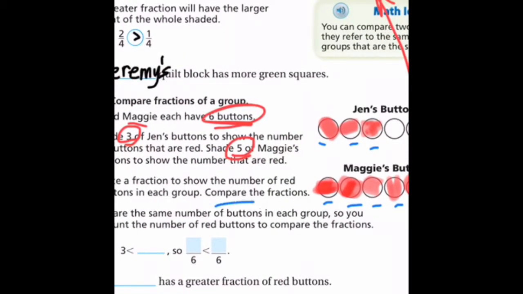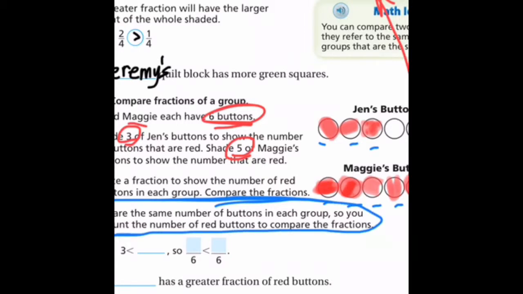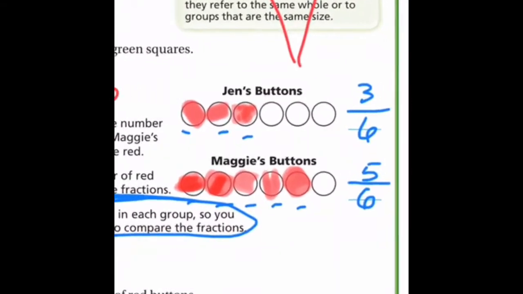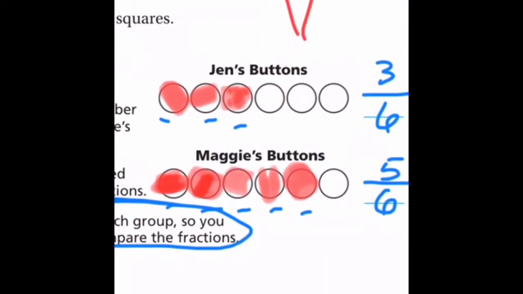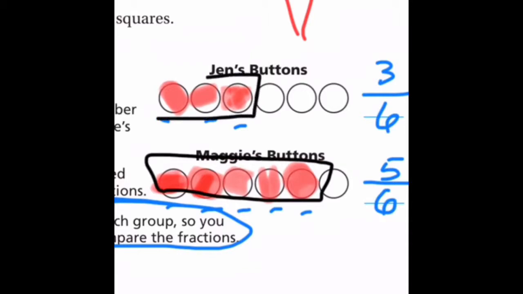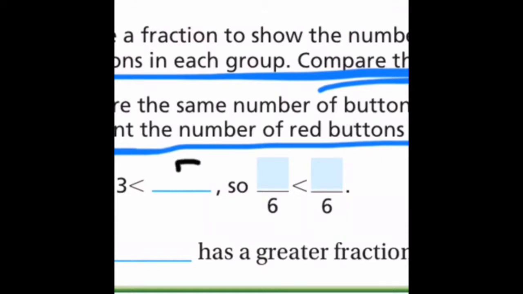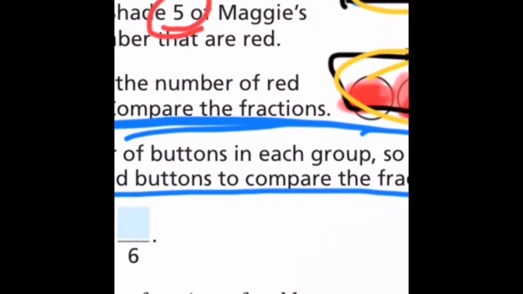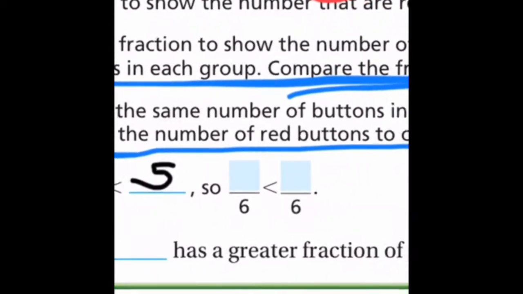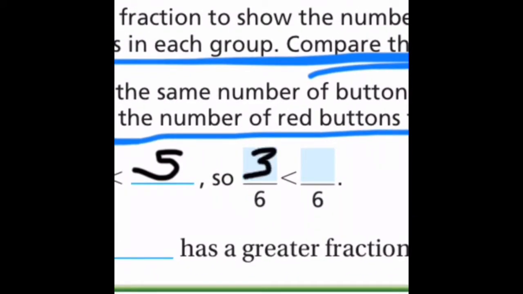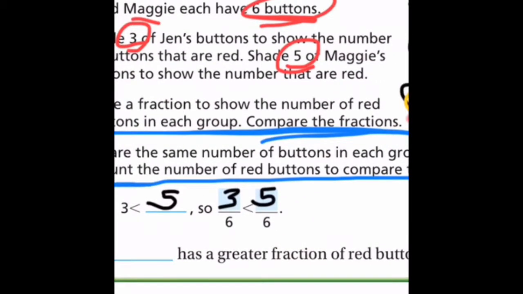Okay, and then compare the fractions. It says there are the same number of buttons in each group, so then we can count the number of red buttons to compare the fractions. If we look, it should be pretty obvious that Maggie has a bigger amount than Jen, right? So 3 is less than 5. Okay, look over here again. These 3 right here are less than the 5. 3 is less than 5, so 3/6 is less than 5/6. Blank has a greater fraction of red buttons.